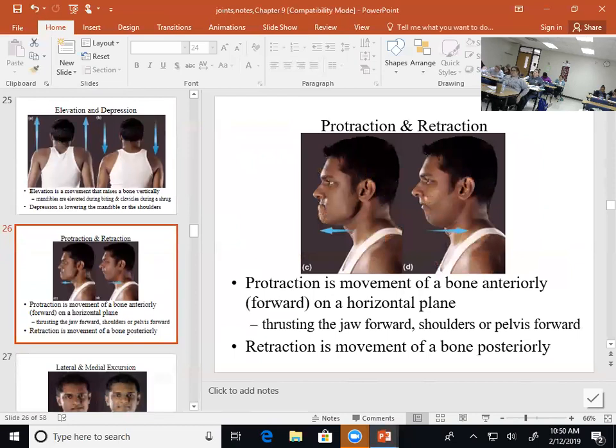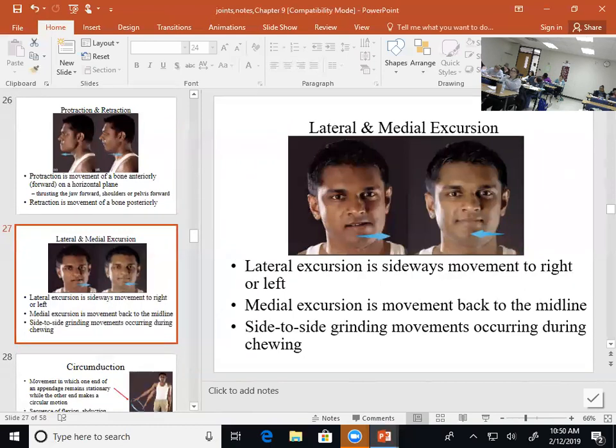Protraction is moving something along an anterior plane, which is front. Retraction is bringing it back, right? We use some of these movements for chewing and, you know, whatever. So that's what that is. How about lateral? What did lateral mean? Do you see lab two? Lab two. Was that important? What does lateral mean? To the side? Medial means toward the what? Midline. Yep. So medial and lateral excursion.